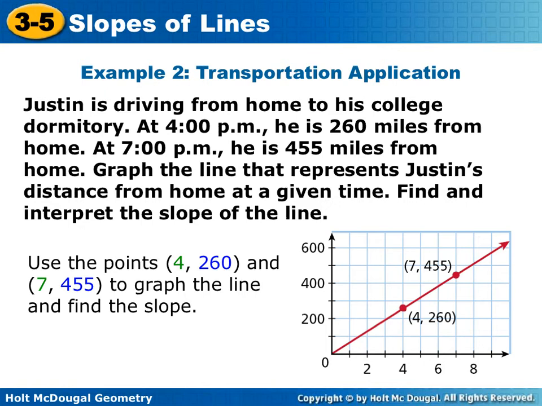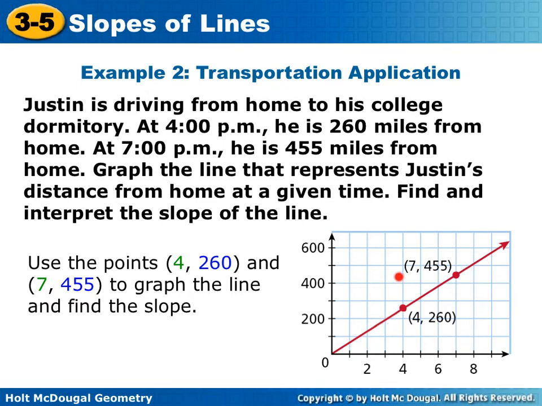And this is a type of problem you'll see with the rate of change. Realize there's 2 points here. Justin's driving from his home to his college dormitory. At 4 o'clock p.m., he's 260 miles. That's a point. And continuing on, at 7 o'clock, he's 455 miles from home. That's a point. Here it says, graph the line that represents Justin's distance from home at a given time. Find and interpret the slope of the line.